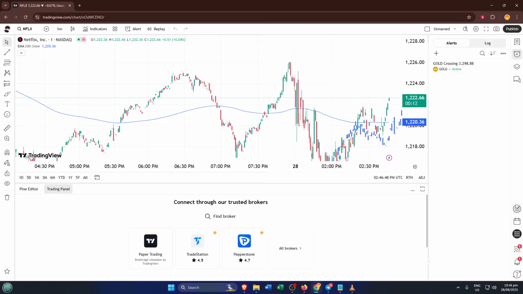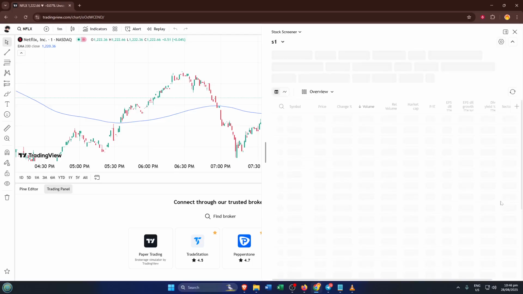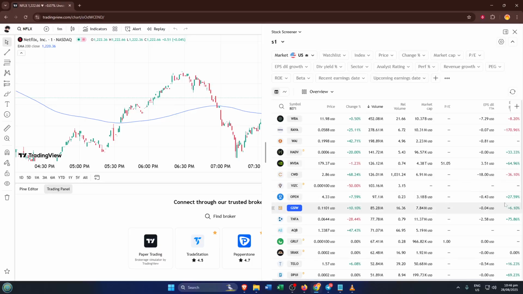It might take a couple seconds to load, especially if you haven't used the screener before, but be patient. Once it appears, you'll notice several screener types: stocks, forex, crypto, but for today we're sticking with stocks.